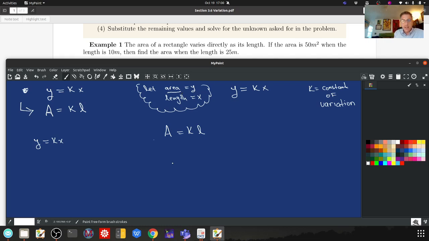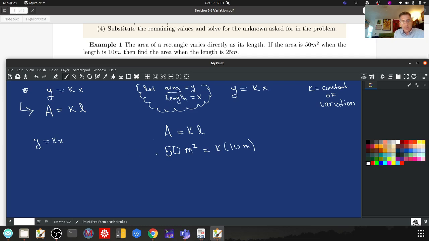So if the area is 50 meters squared, so literally I'm going to do something here. I'm going to put the units in just once. So 50 meters squared, that's what the m squared stands for. When the length is 10 meters, find the area when the length is 25 meters.